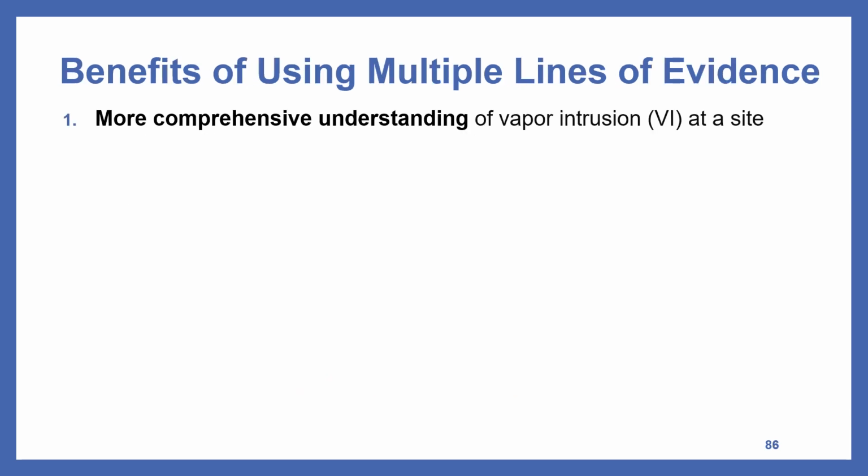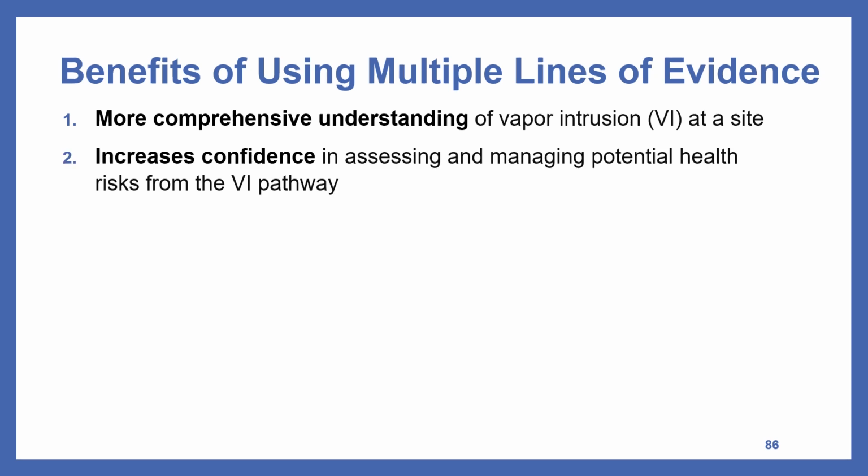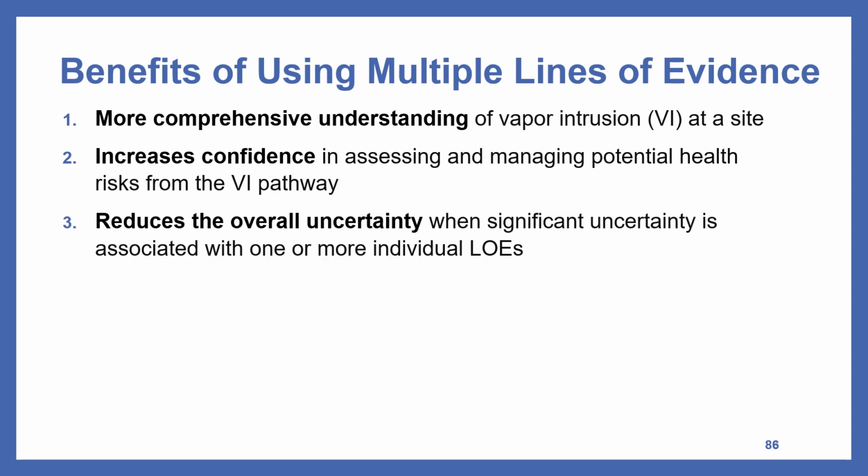The benefits of using multiple lines of evidence is that it results in an improved understanding of vapor intrusion at our site. It increases confidence in our decision-making regarding the VI pathway, and it reduces the overall uncertainty, particularly when some lines of evidence may have significant uncertainty.